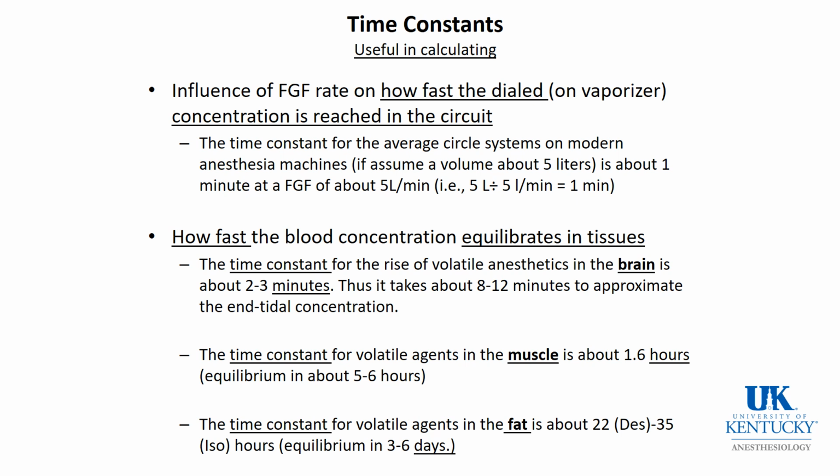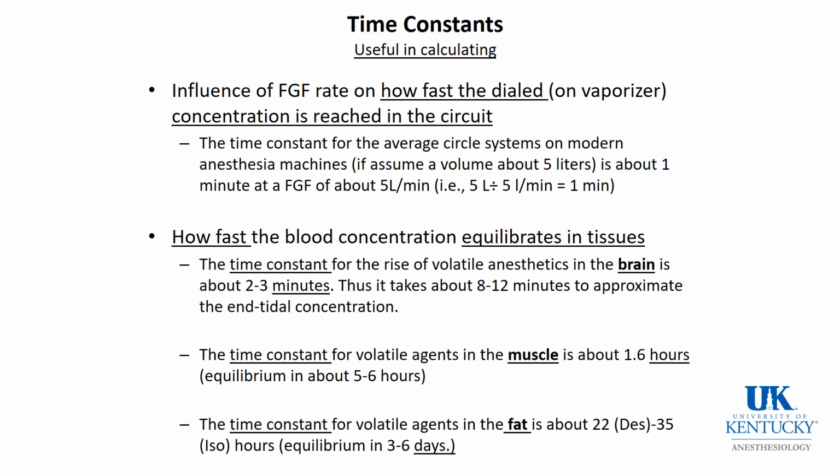And this shows how fast, when you dial in an agent, it reaches the circuit. If the circuit volume is 5 liters and the fresh gas flow is 5 liters, the time constant is 1 minute. So if you add 1% isoflurane to the circuit, it will equilibrate in the circuit in about 3 minutes. It also tells you how fast the blood concentration equilibrates into the tissue.